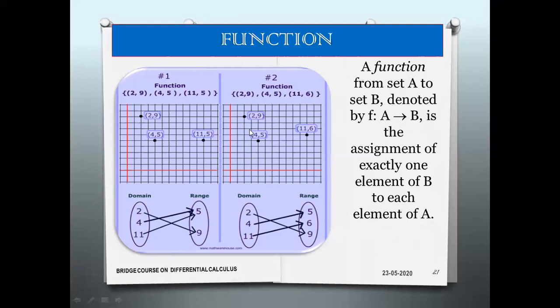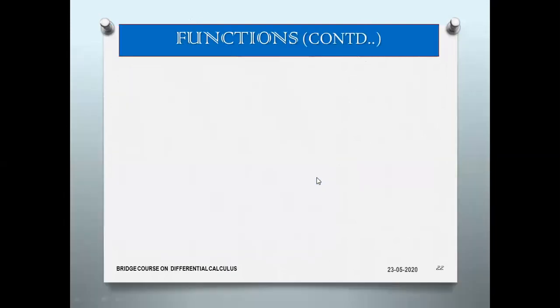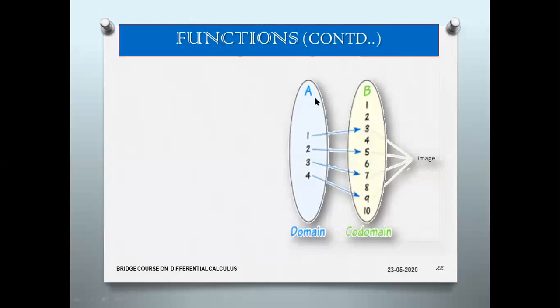Now, another example says 2 is mapped on to 9, 4 is mapped on to 5, 11 is mapped on to 6. Here I said domain and codomain, and here it is referred to as range. We will see what this range and this codomain are next. See, this is a set. This is called the domain. This is called the codomain. And the elements of the codomain are referred to as the image set.